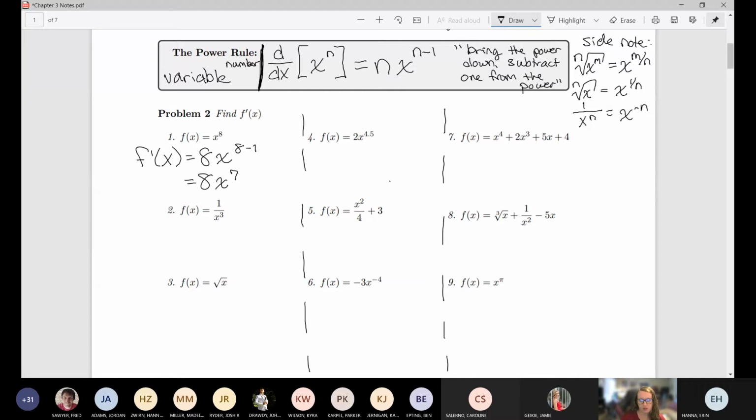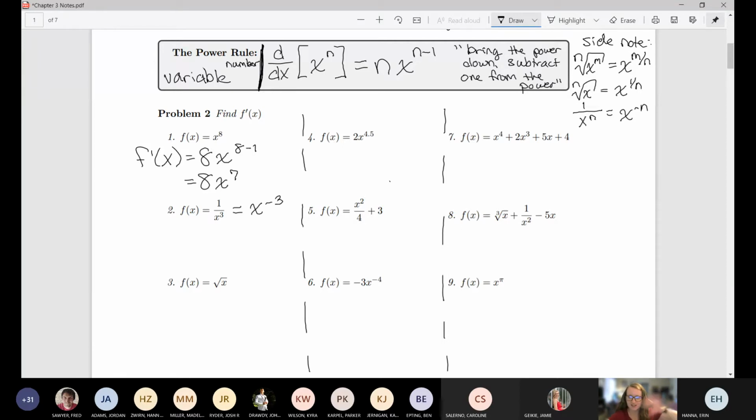Pause really quick. So then for the second one, we have to rewrite this first, because as it stands, it's not in the correct format. We have 1 over something. We need just x to the something, so we need to rewrite this as x to the -3rd. Now, I need to stress, because for some reason, and it really trips people up, all I've done is rewrite the original function. I haven't taken a derivative yet.